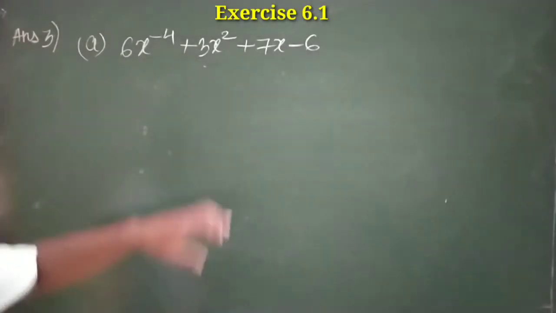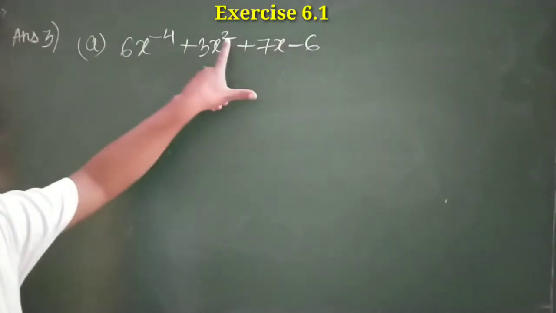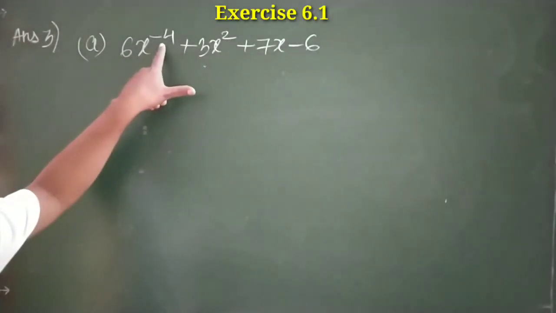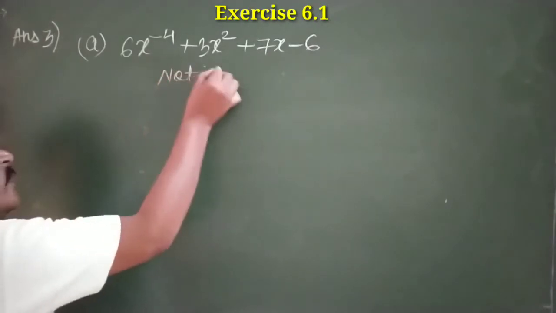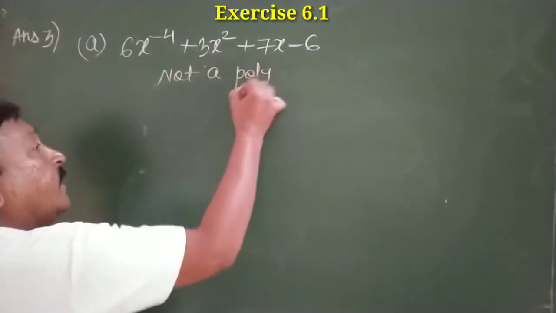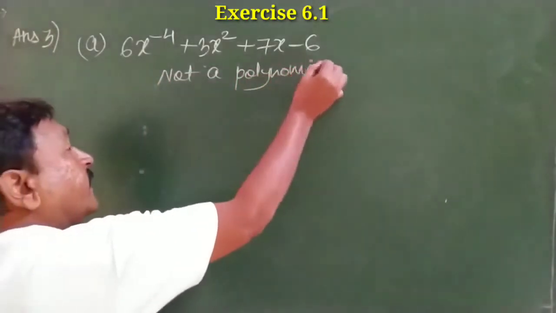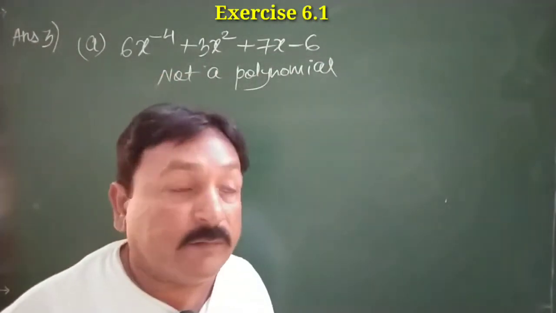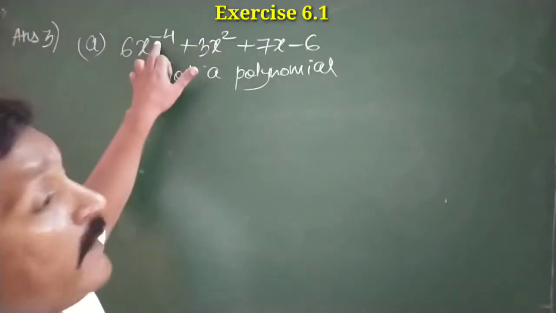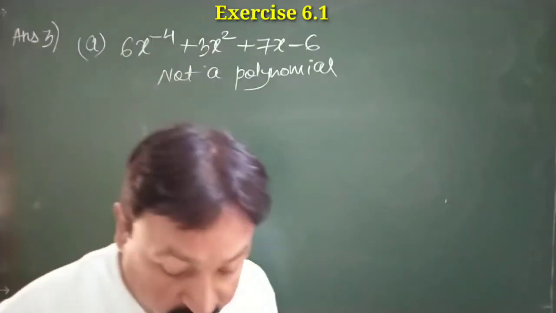See in this, its power is 1, its power is 2, its power is minus 4. Minus 4 is not a whole number, so it is not a polynomial. Is it clear? And if anyone asks you the reason, you can give that the power of the variable is not a whole number. Is it clear?